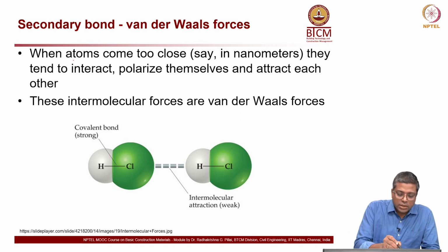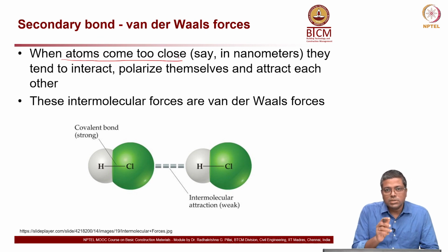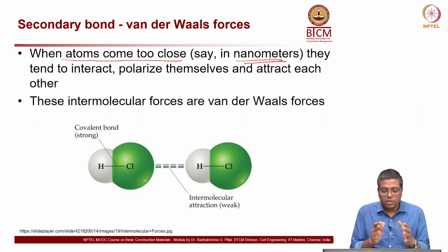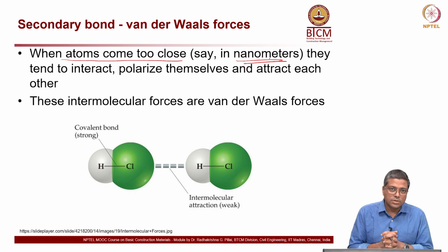Now, why are such bonds formed? When atoms come too close. Now, what is this too close? It means in the scale of nanometers. So, you are talking in the atomic scale, where they tend to interact, polarize themselves and attract each other.